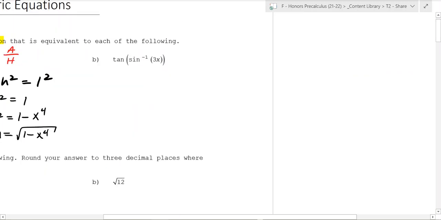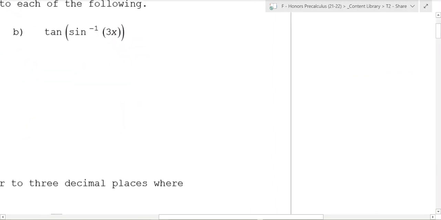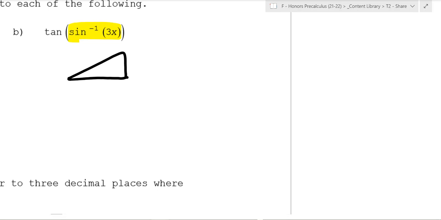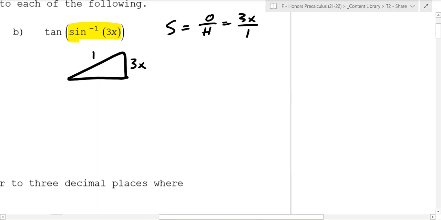Now, if we're talking about the tangent of sine inverse of 3x, again, we start on the inside. The sine of what angle is 3x? We have a triangle, and sine is opposite over hypotenuse. So the opposite side will be 3x and the hypotenuse will be 1, because 3x over 1 is 3x. Now we need to find this base length right here. We'll call that b. Use anything we want, really.